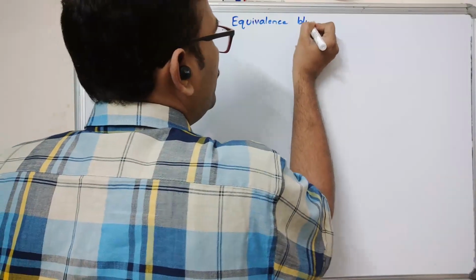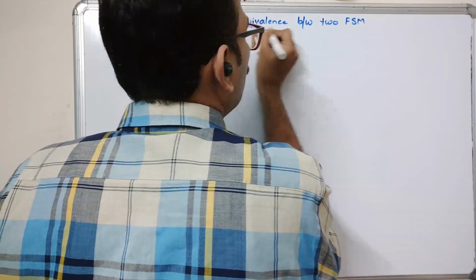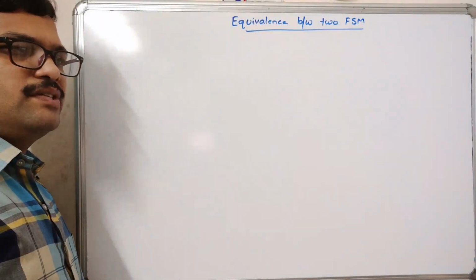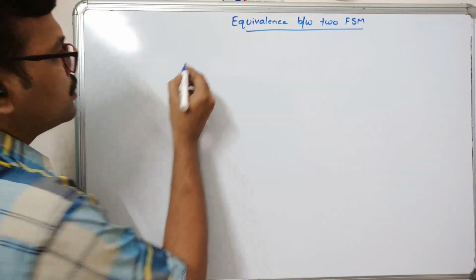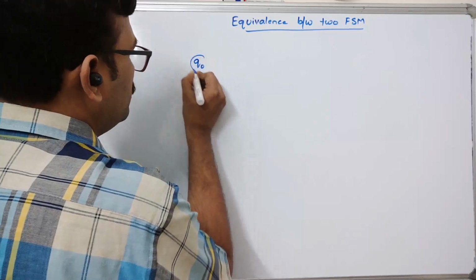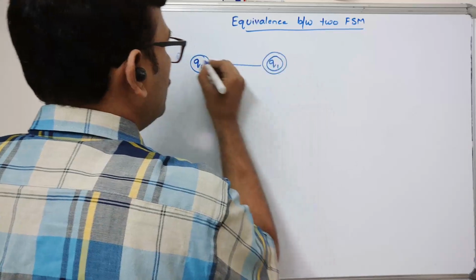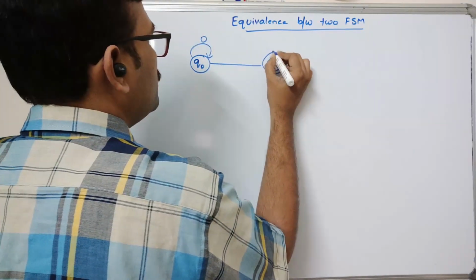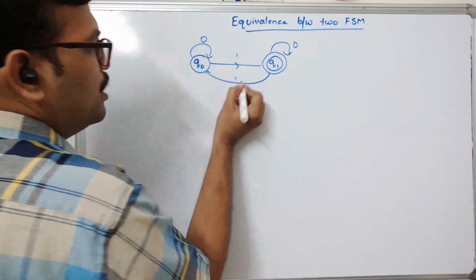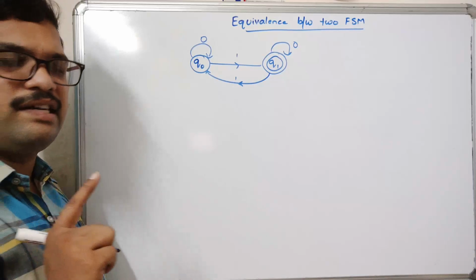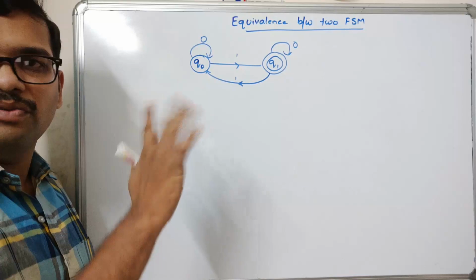Equivalence between two finite state machines. For this we will consider two finite state machines and check whether both are equal or not. So for the first finite state machine, I am taking this one: Q0, and go with Q1, which is a final state, having self transitions for 0 and 1, and again from here it is 1. So you can see this is one finite state machine, with two states, and every state has a transition over every input symbol 0 and 1.